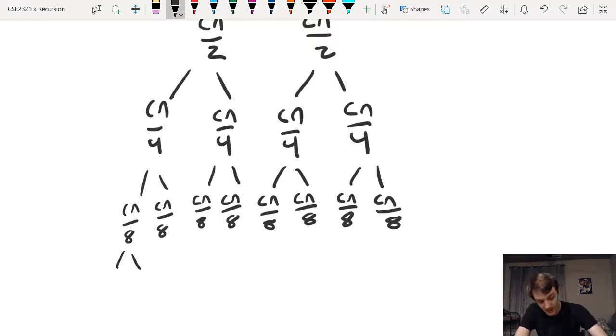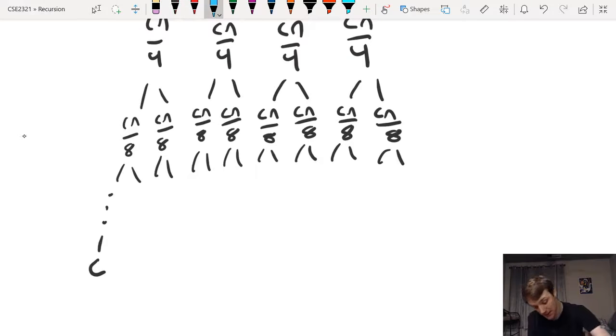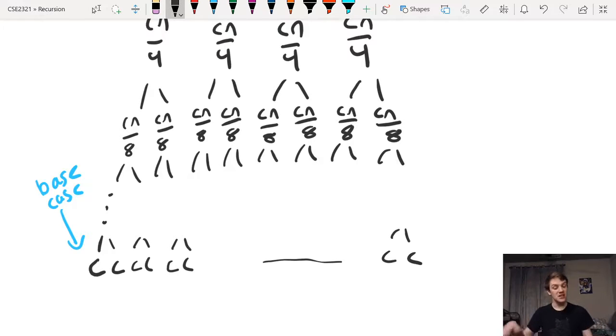And then I would do that again, each of which requires 2 copies. And I would keep doing this until eventually I've divided the size of my problem by such a large amount that I no longer need to make recursive calls and I arrive at my base case. And that will happen for every single one of these branches. I will eventually get to the base case for every single one of my recursive calls.